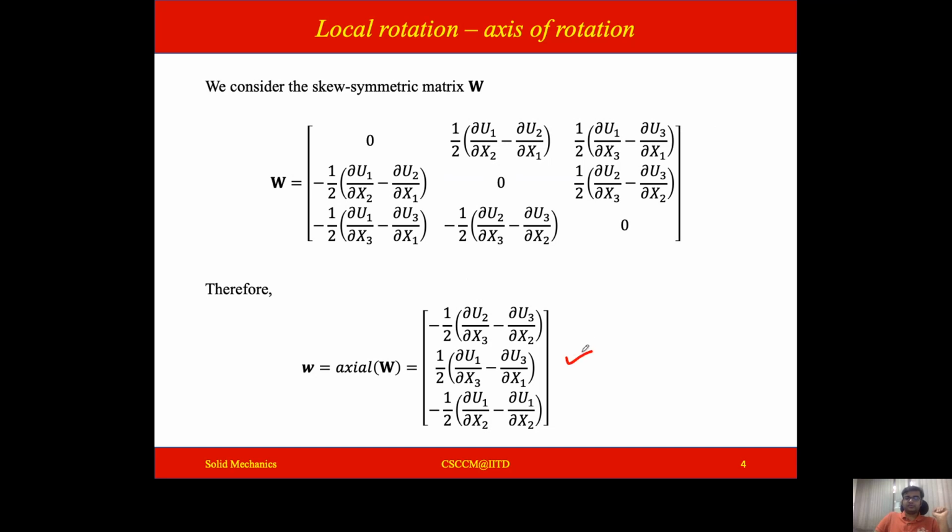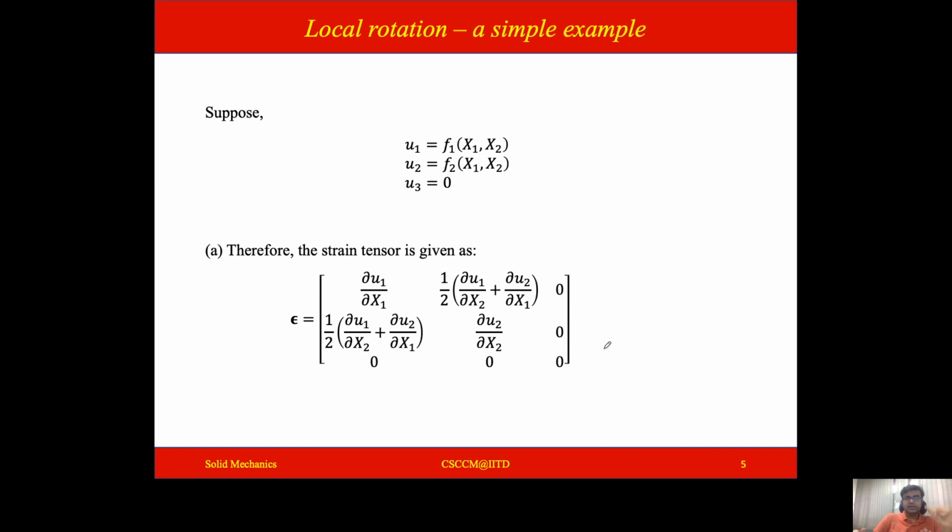This is what I just wrote. So this is what we have discussed now. So this is how axial of W will look like. And then let us do a simple example. Suppose you have two functions f1 and f2, which will give you displacement in the u1 direction and u2 direction, right? So let me draw it, and that will help us understand what is happening.